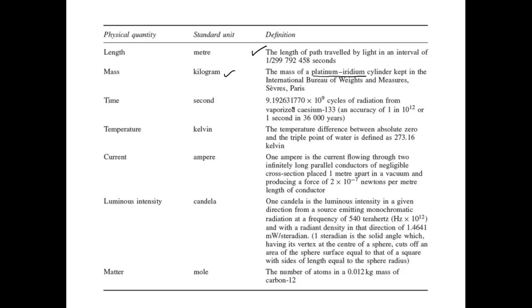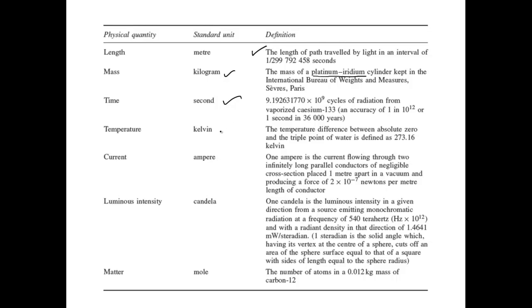Similarly, the second is defined as 9,192,631,770 cycles of radiation from vaporized cesium-133, which has an accuracy of 1 in 10 to the power 12, or 1 second in 36,000 years. So this is such an accurate standard.